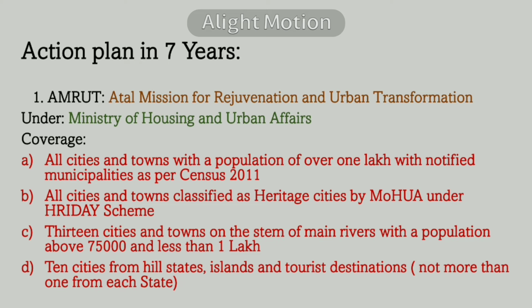The heritage cities are classified by MoHUA under the Hriday scheme. If you want to know the full form, you can Google it up. Number three, 13 cities and towns on the stem of the main river with a population over 75,000 and less than 1 lakh are also covered under this Amrut scheme. Number four, 10 cities in hill states, islands and tourist destinations are also covered under this Amrut scheme, and not more than 1 from each state is covered. Hope you are clear with this.